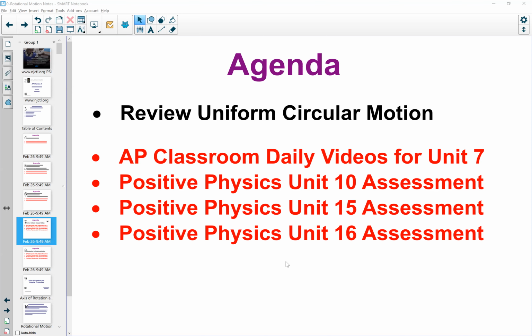So I think for now, for this unit at least, we're going to continue to use Positive Physics as our assessment mode. I'm hoping that when we do the energy and momentum unit, we can actually do some paper and pencil in person for many of your tests.